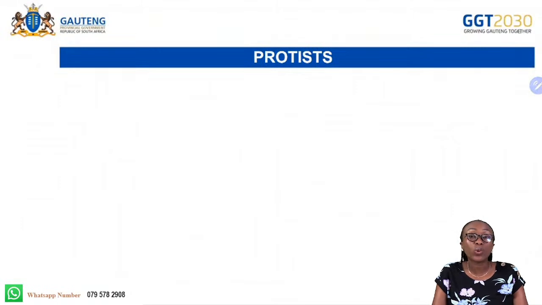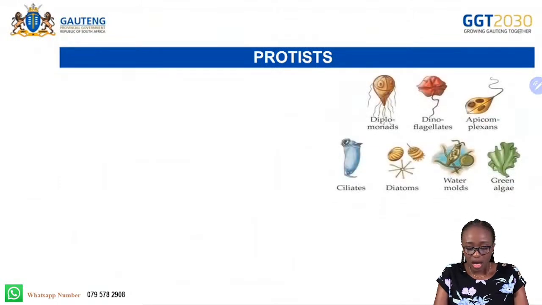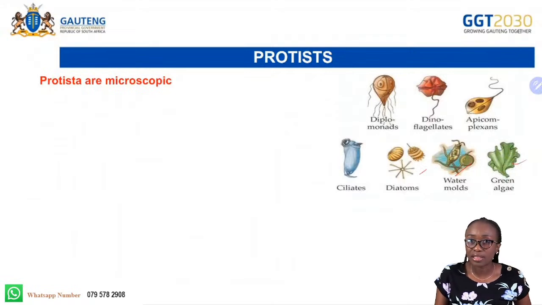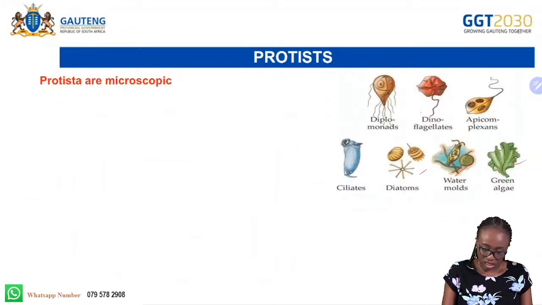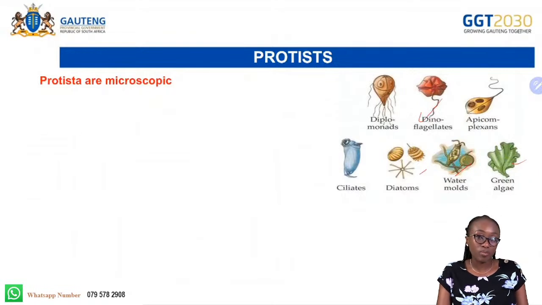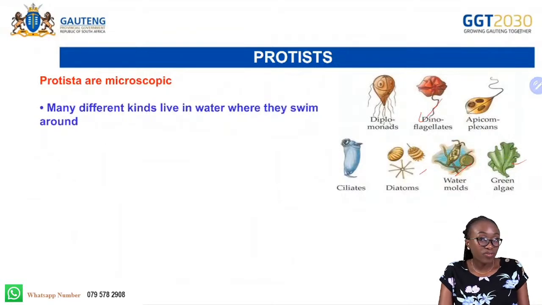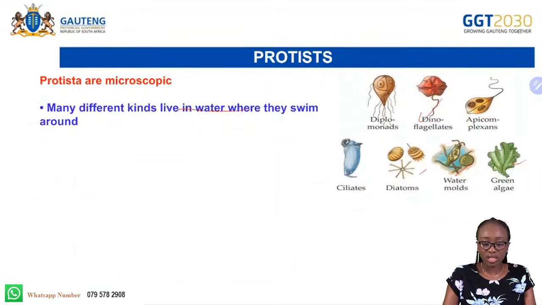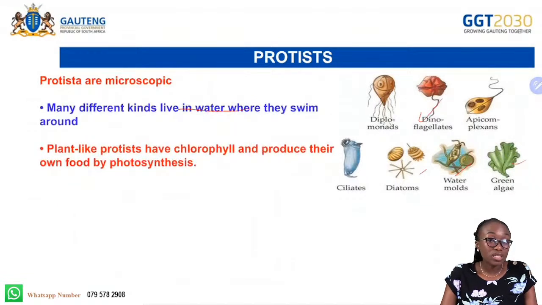Next we have the protists. The protists are also microscopic, which means they cannot be seen with the naked eye. Examples of protists are ciliates, diatoms, water moulds, green algae, the algae that can photosynthesize, and dinoflagellates, and there are many more. There are different kinds of them, and many live in water where they swim around. How are they able to swim? Because they have special structures called flagella. And some protists are plant-like.